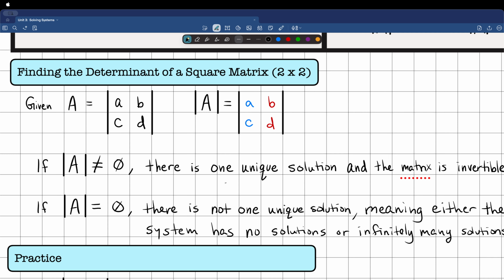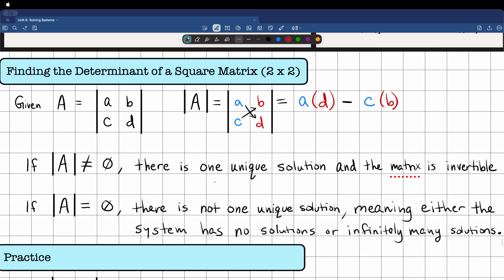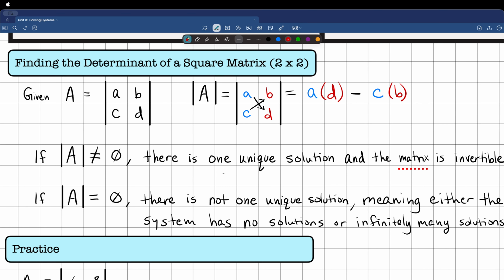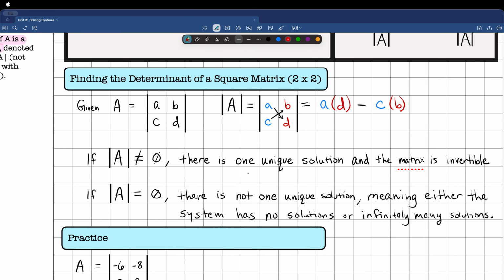So to calculate the determinant, what you do is you take the first cross product of A times D. So we're going to take A, multiply it by D. And then we're going to subtract the product of C times B. So C times B. Now, there are two things that this is going to tell us. If your determinant of A is not zero, that means there is exactly one unique solution and the matrix is invertible. And when we talk about invertible, that means it's how we can undo the matrix. We can use it to solve later on.